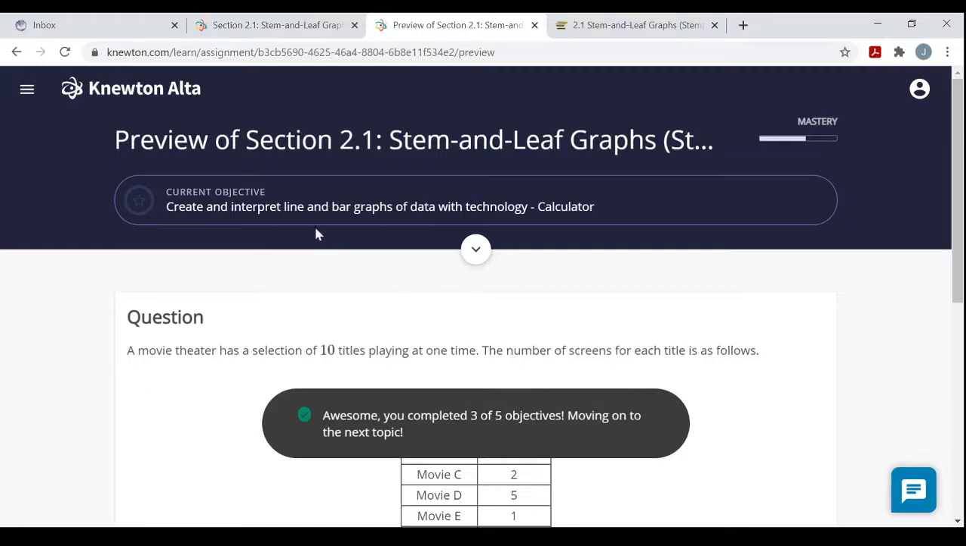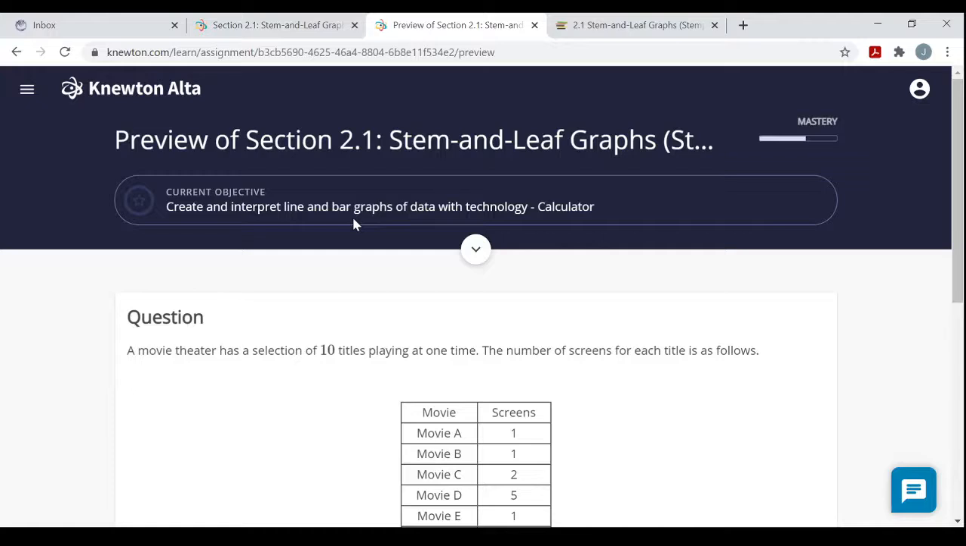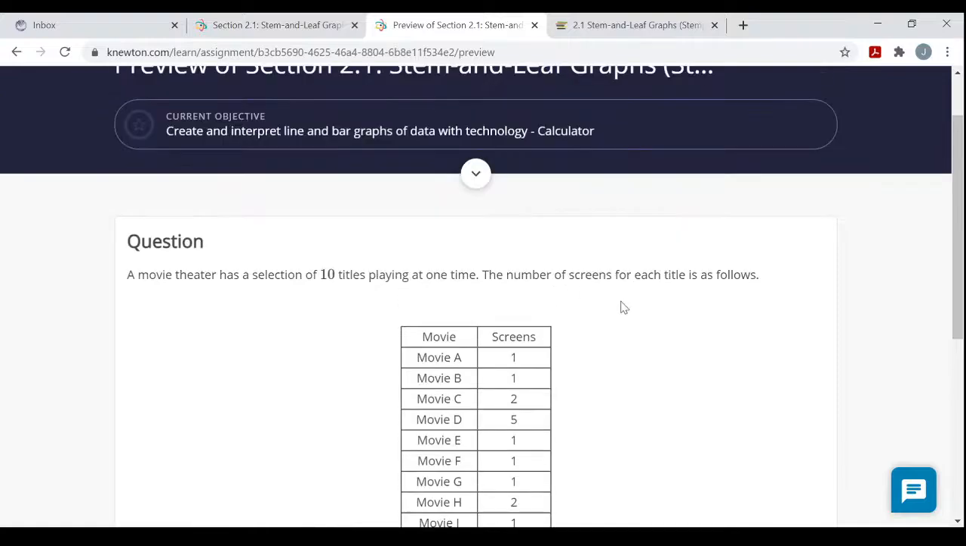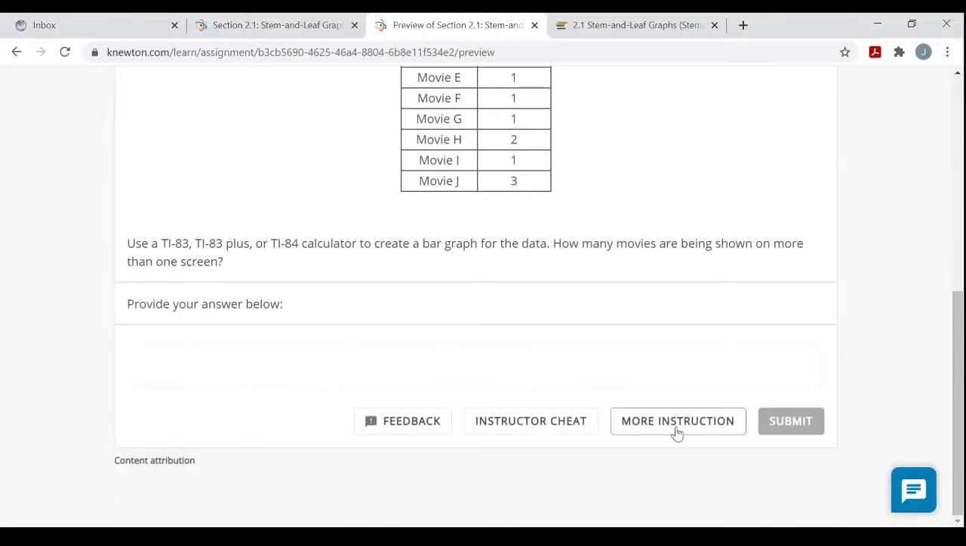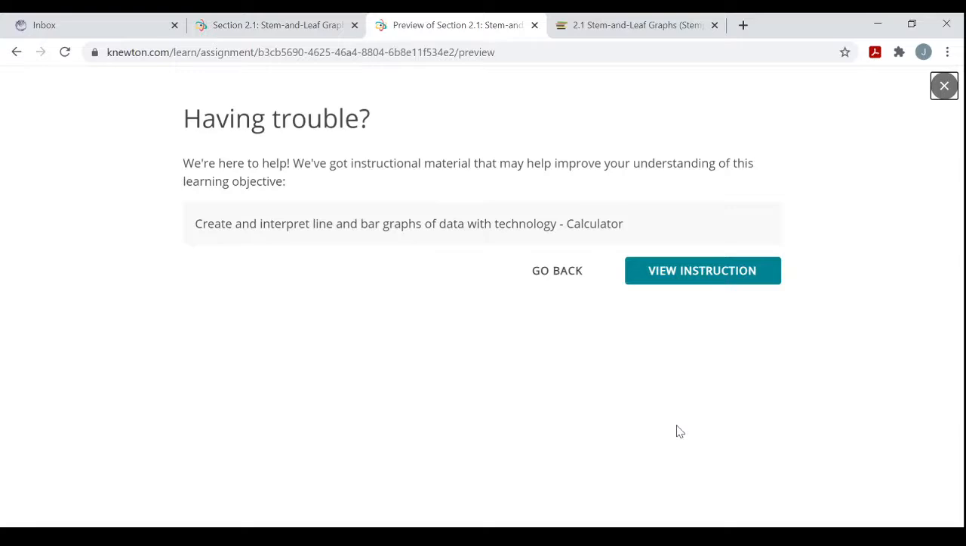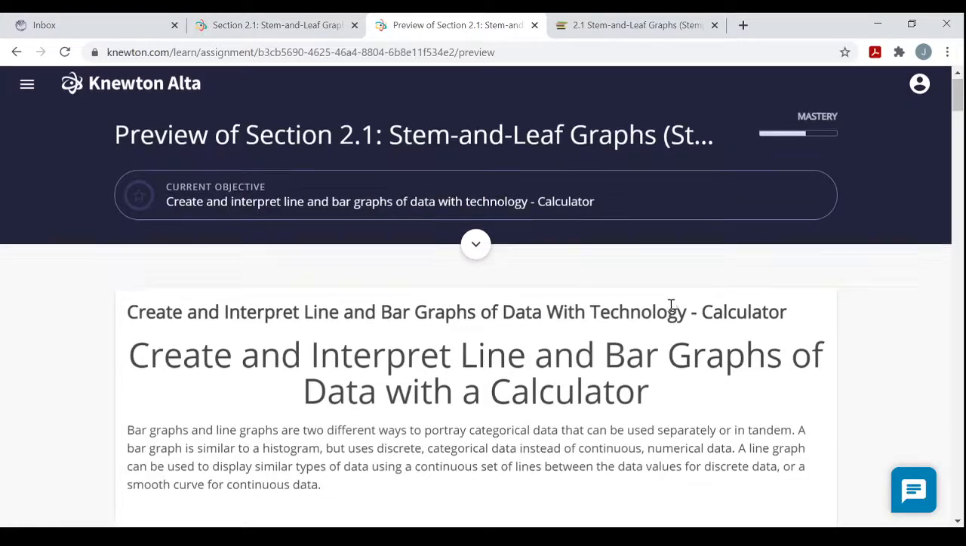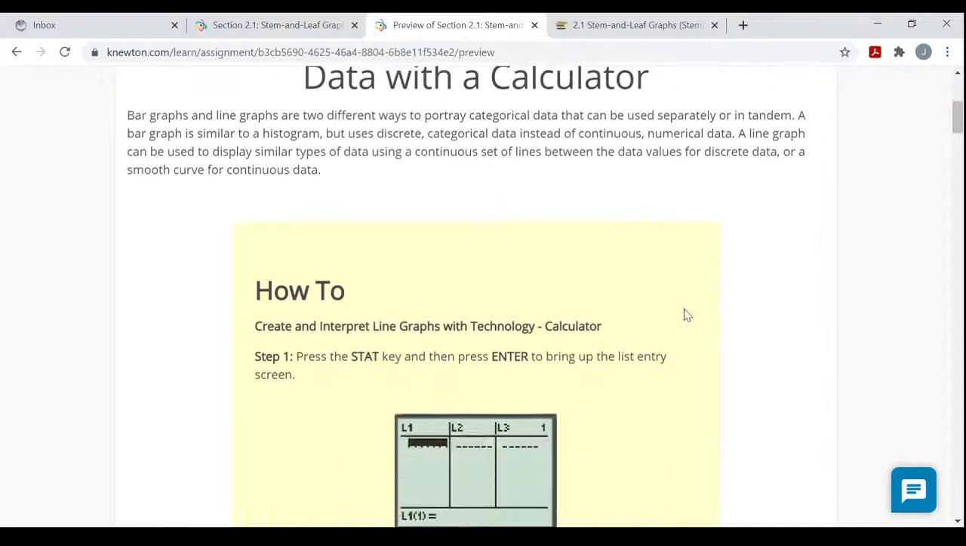Now these are the same stuff, right? Line graphs and bar graphs. But how do I make a line graph or a bar graph, a bar chart, on my TI calculator, TI-83 or 84? Now what I'm going to show you is on the 84 Plus, but it's very similar on the 83. All right. So again, I haven't seen this objective, so I'm going to click on more instruction, view instruction here, and it takes you through how to create these things on your calculator, a little how-to.